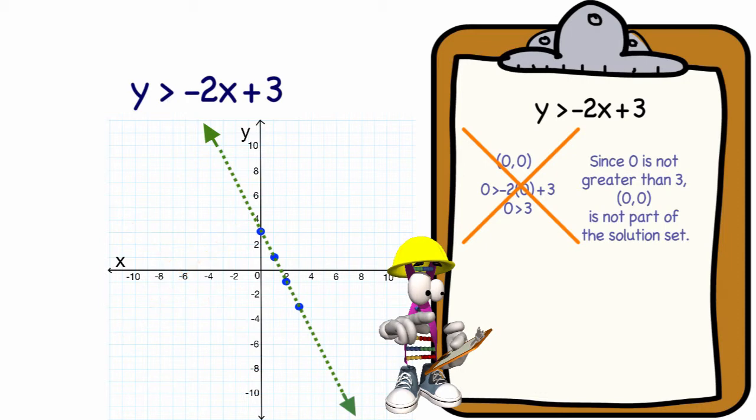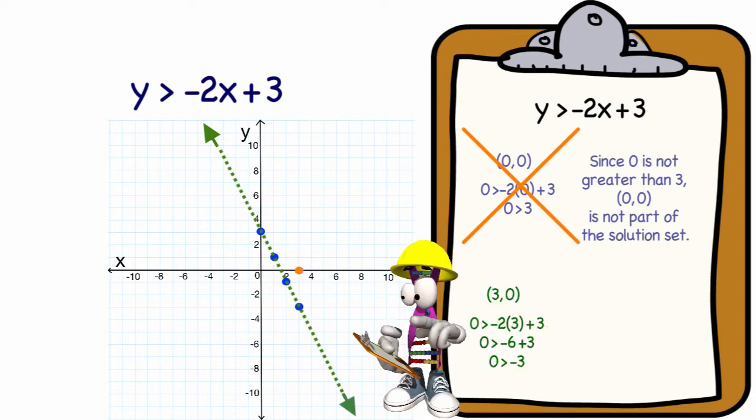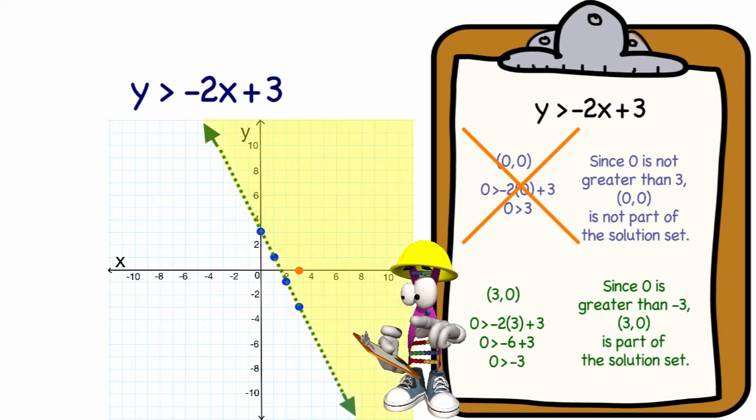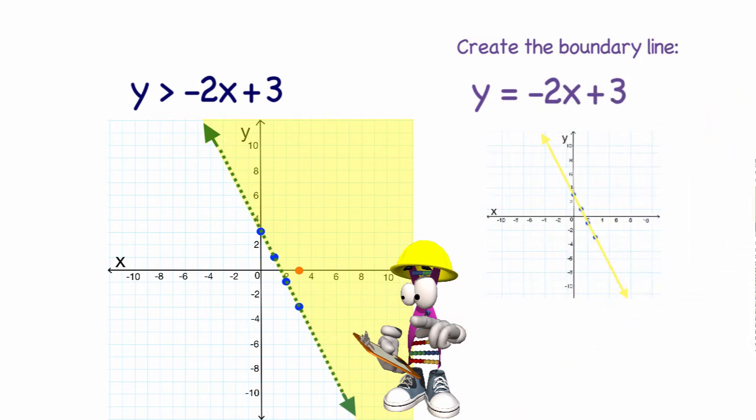So before shading above that line, I'm going to pick a coordinate that is above the line to make sure that it does produce a true statement. And I'll pick the coordinate (3, 0). I'll plug it into my original inequality. Okay, 0 is greater than negative 3. That is a true statement. And therefore, since we found one true solution, all the other solutions that are above this line are also true. So this would be the final graph of the solution y is greater than negative 2x plus 3.